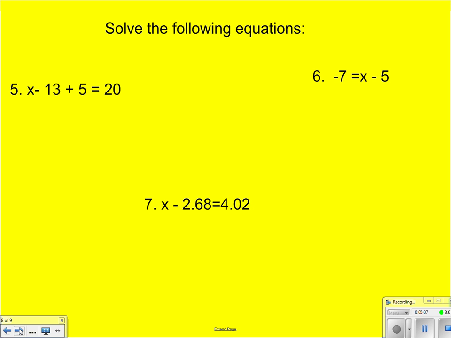Number 5. Oh, hold on. What happened? Do we have everything together? No, we've got to combine all of our terms. So let's look at this. I have to combine those terms first. So I have x minus 13 plus 5. Well, what is minus 13? If we forgot, remember we can always add the opposite. So I'm going to rewrite the equation. Now I can see that I have 13 negatives and 5 positives. So what does 13 negatives and 5 positives give you? It gives you negative 8.